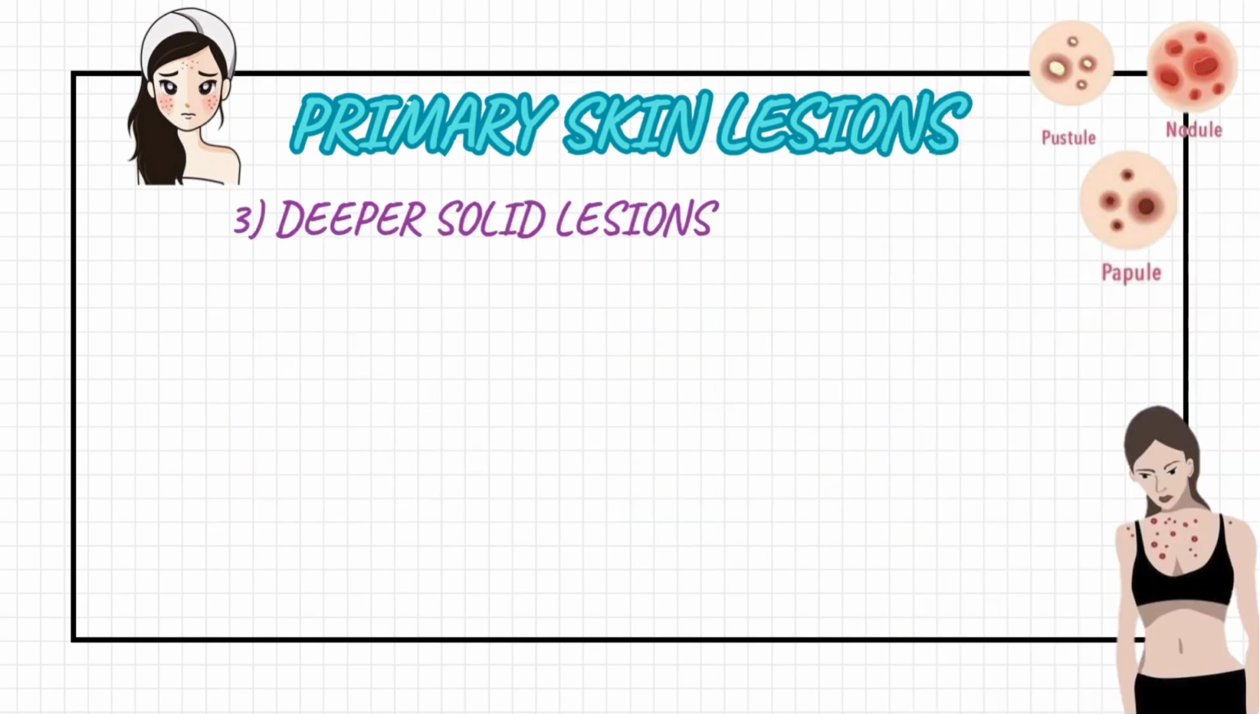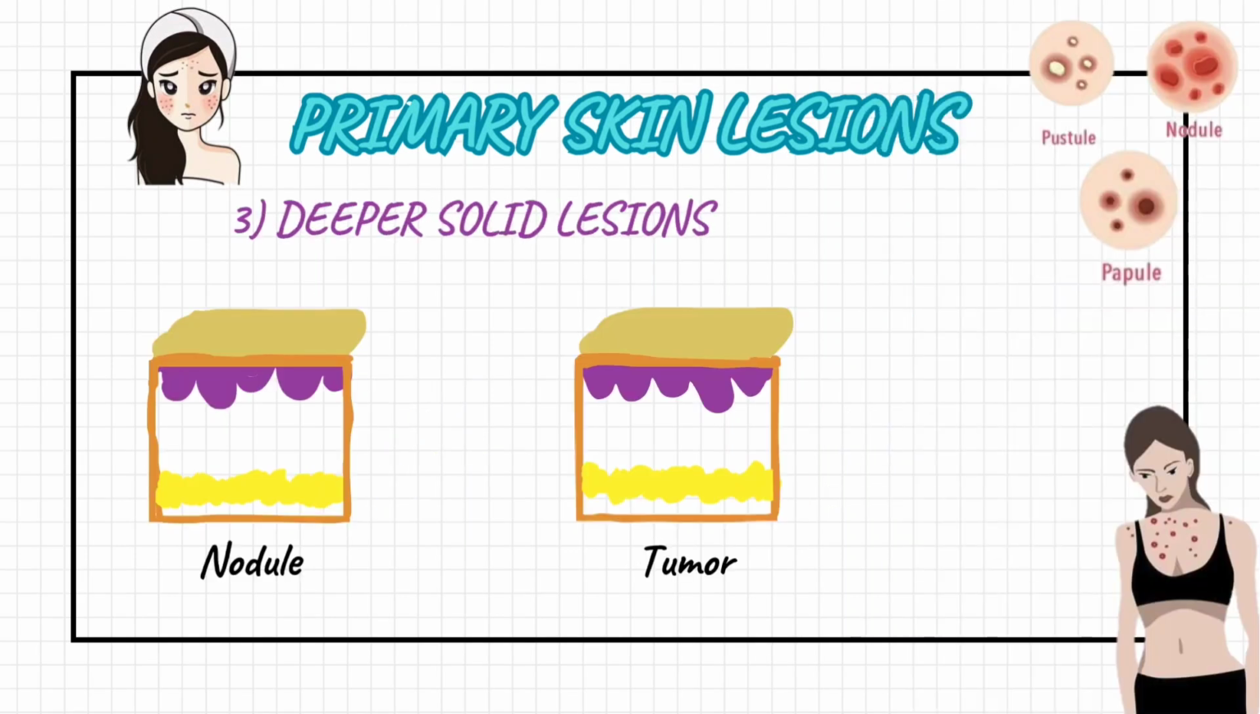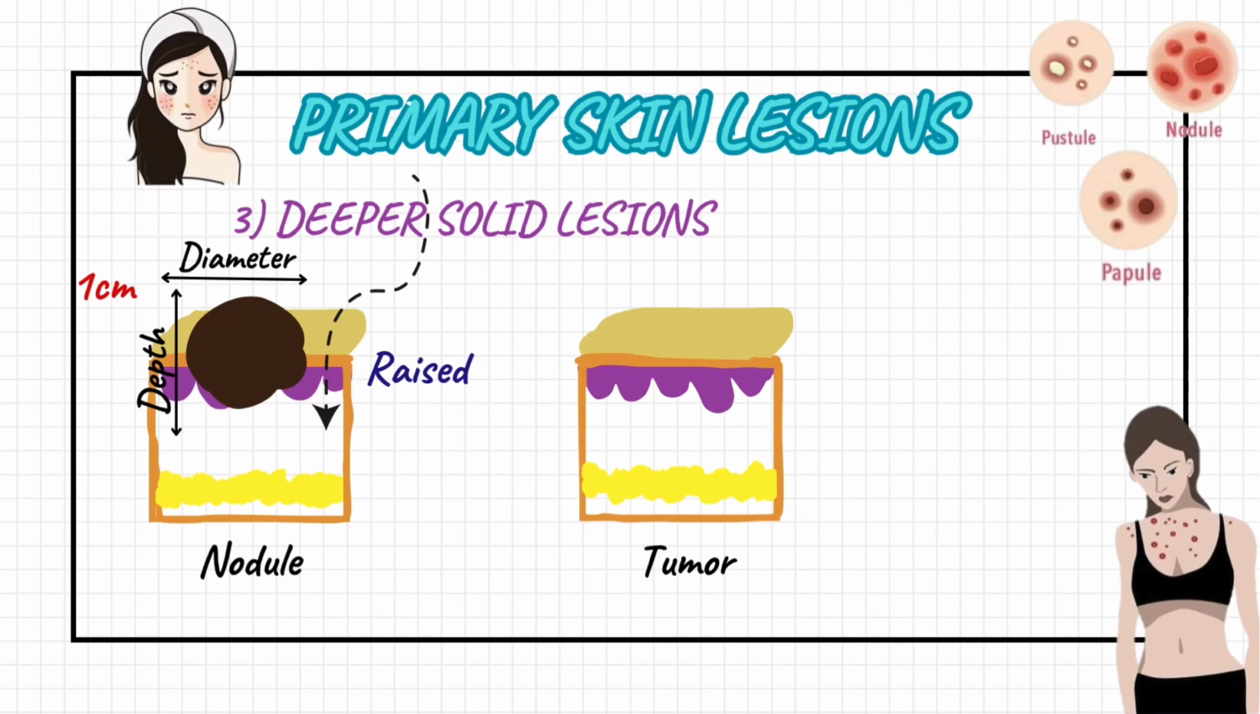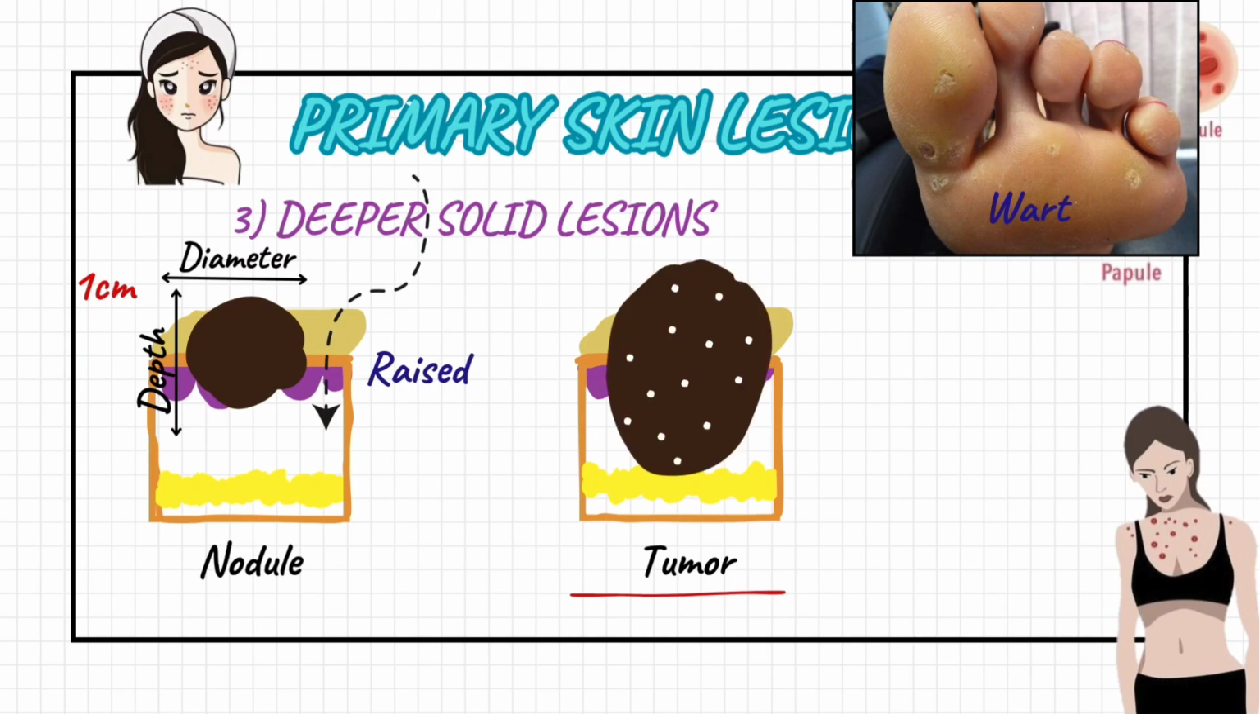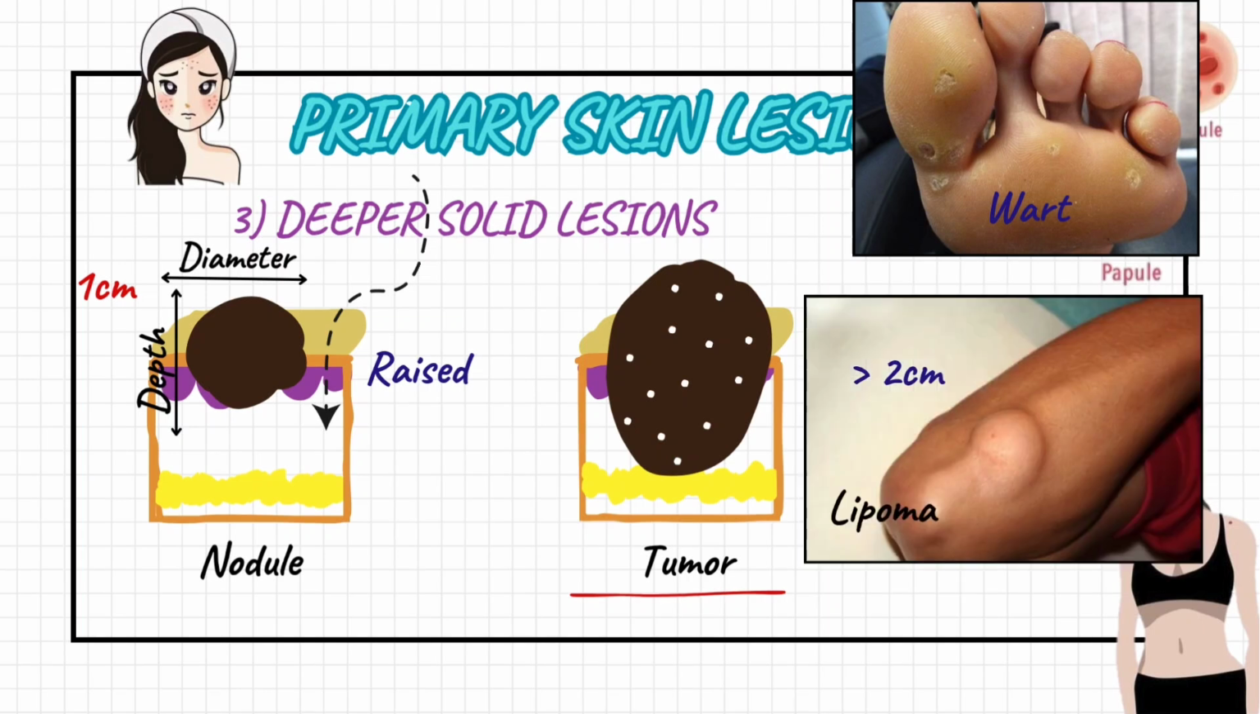Next are the deeper solid lesions, nodule and tumor. A nodule is raised like a papule or plaque, but the difference is that it extends deeper into the skin, often into the dermis. It is usually around 1 centimeter in both diameter and depth. An example is a wart. A tumor in dermatology does not automatically mean cancer. It simply refers to a lesion that is larger than about 2 centimeters, extending deeper, often into subcutaneous tissue. A lipoma is a good example.